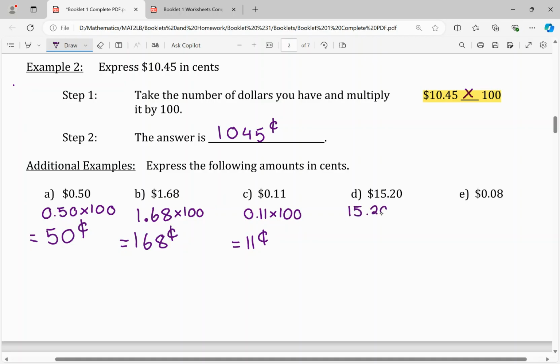$15.20, 15.20 times 100, that is 1,520 cents. And finally, $0.08, let's change that into cents. We multiply it by 100, and that gives us just 8 cents.